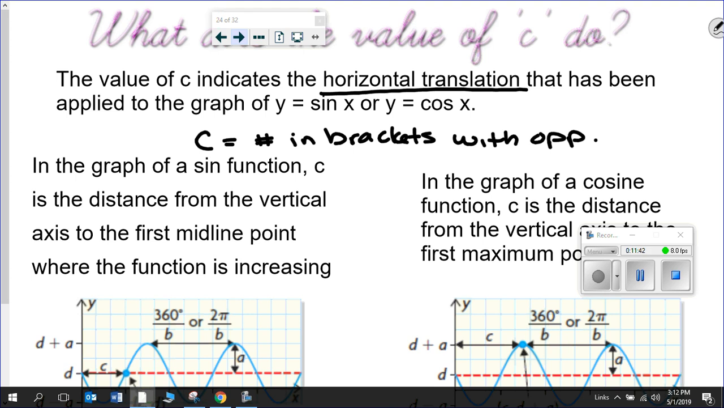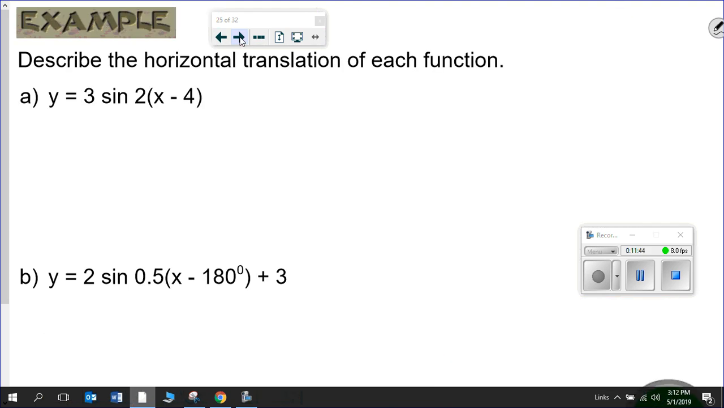So here's one example. It's y equals 3 sine 2(x minus 4). So my value is plus 4. Plus means I'm going to move to the right. So it's a horizontal translation. I'm going to move to the right 4.